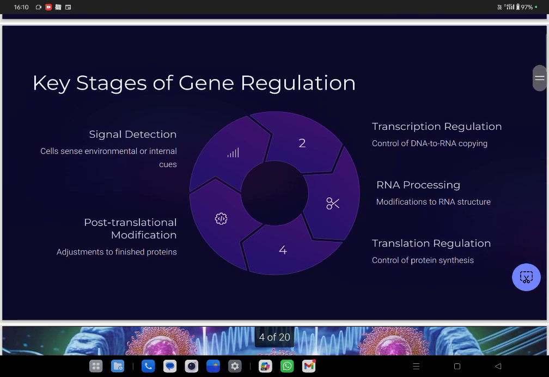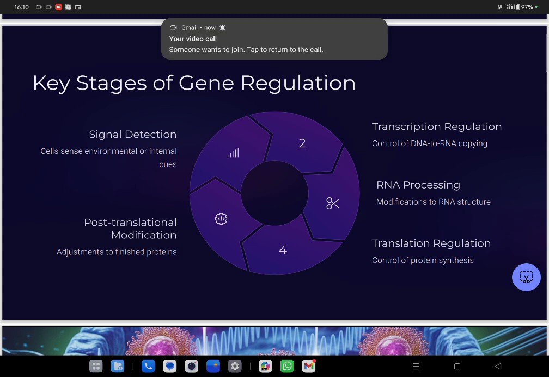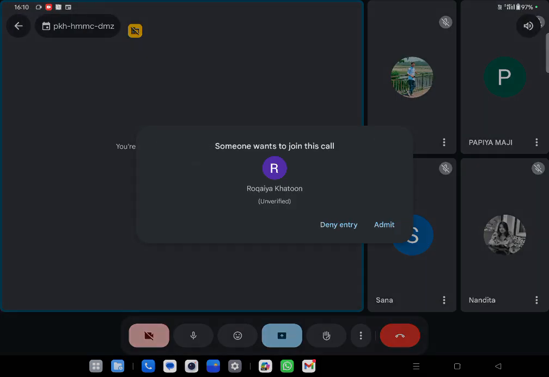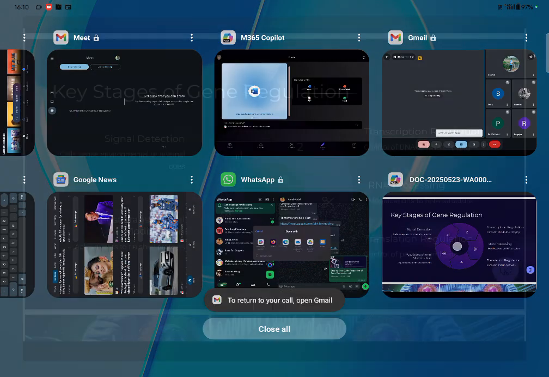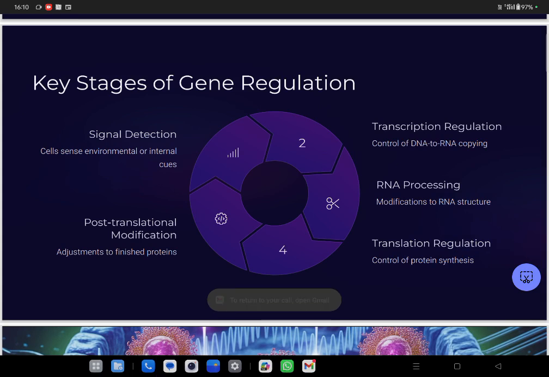So what are the key stages of gene regulation? First is signal detection. Cells sense environmental or internal cues. There is a cue or a hint that it should start now, an environmental change. Then comes transcription regulation, where the control of DNA to RNA is regulated: now express higher, now express lower, now don't express. So this is regulation at the level of transcription.